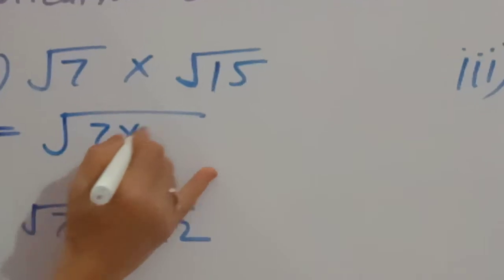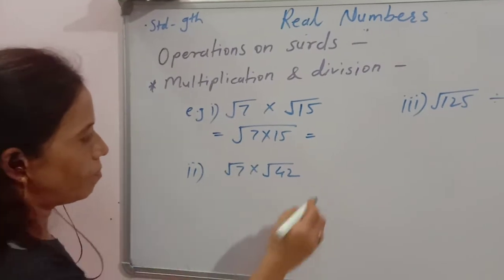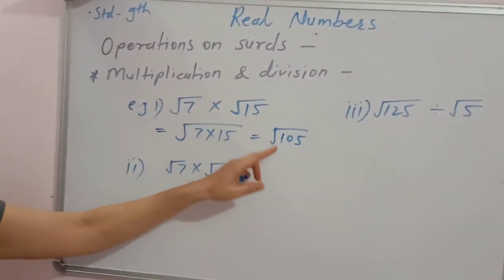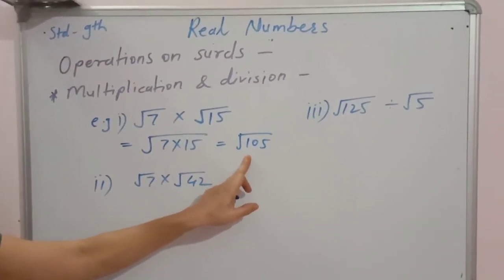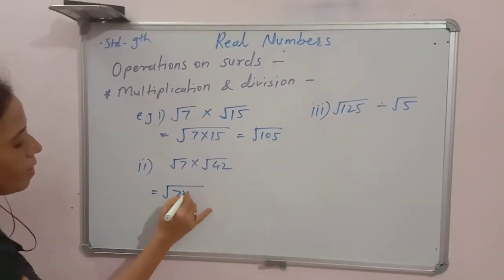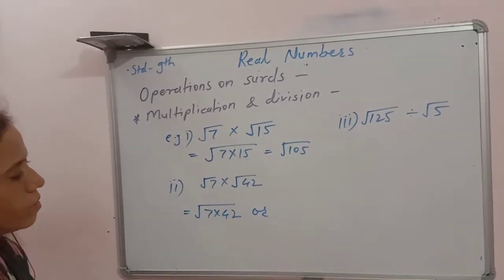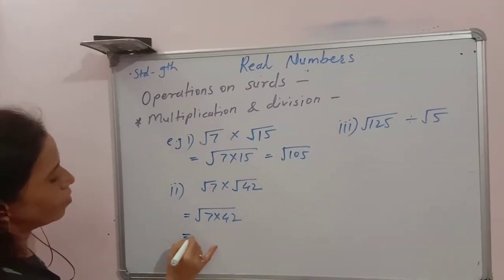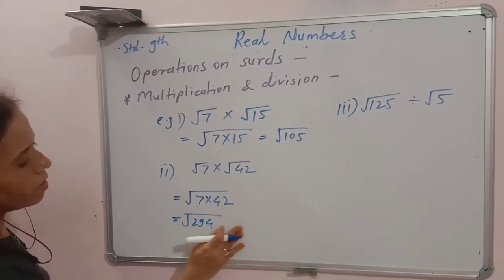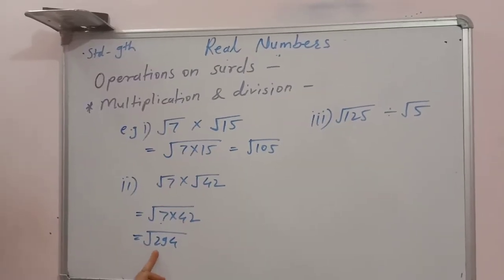Root 7 multiplied by root 15 we can write as root of 7 times 15. The product of this is 105. So the product of these surds is again a surd. Now in this example, you can solve it as root 7 multiplied by root 42, so root of 7 times 42, which is root 294. Again the product of these surds is a surd, root 294.